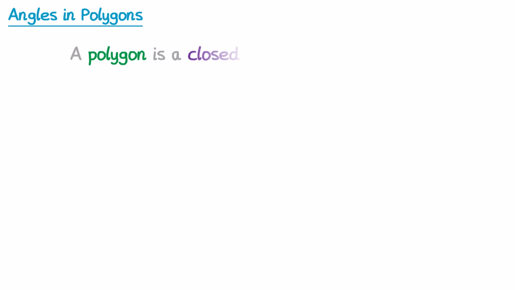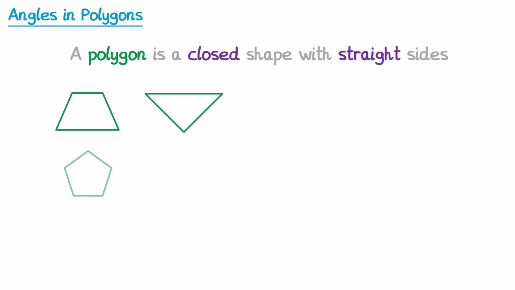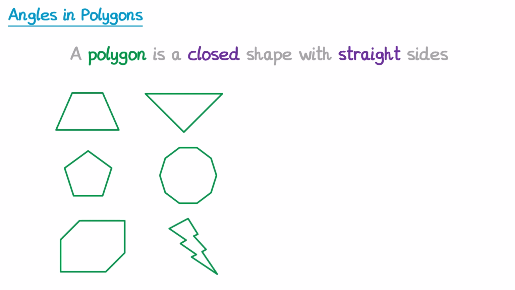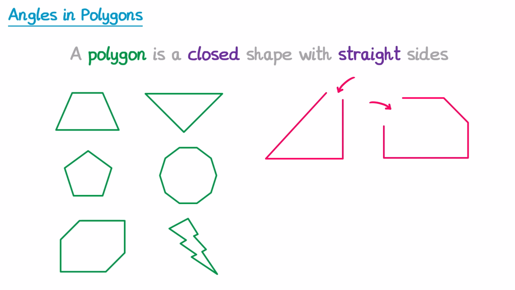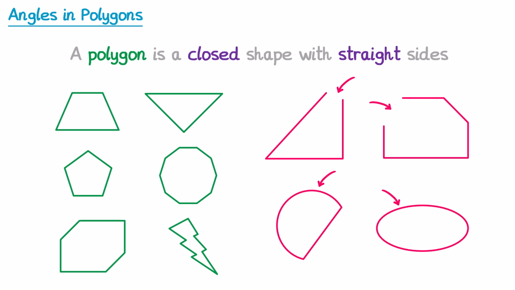A polygon is a closed shape with straight sides. For example, these shapes here are all polygons. You can see they're made with straight sides, and the shapes are closed. These two shapes here are not polygons because they're not closed. You can see we have some gaps here. These two shapes are not polygons either because some of their sides are curved.